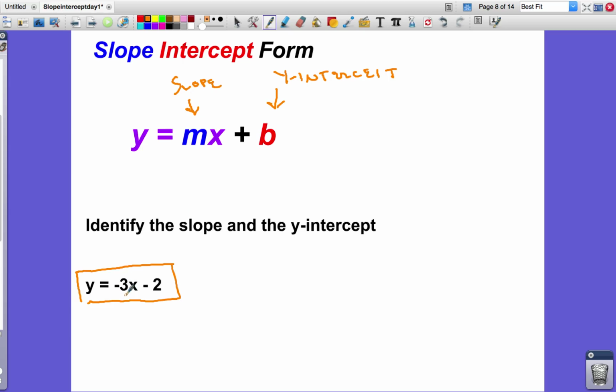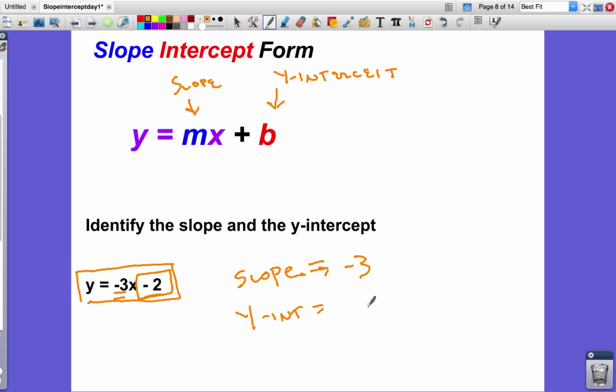My slope is going to be the m right here. So I want to look at this equation, look at my format y equals mx plus b, and figure out which number is my m. Well, my m is the number that's being multiplied by x, which is negative 3. So my slope of this line is going to be negative 3. Okay? And then my y-intercept is the number that's being added or subtracted on the end. And I need to make sure I bring the sign with it. So there's my y-intercept. It is negative 2.